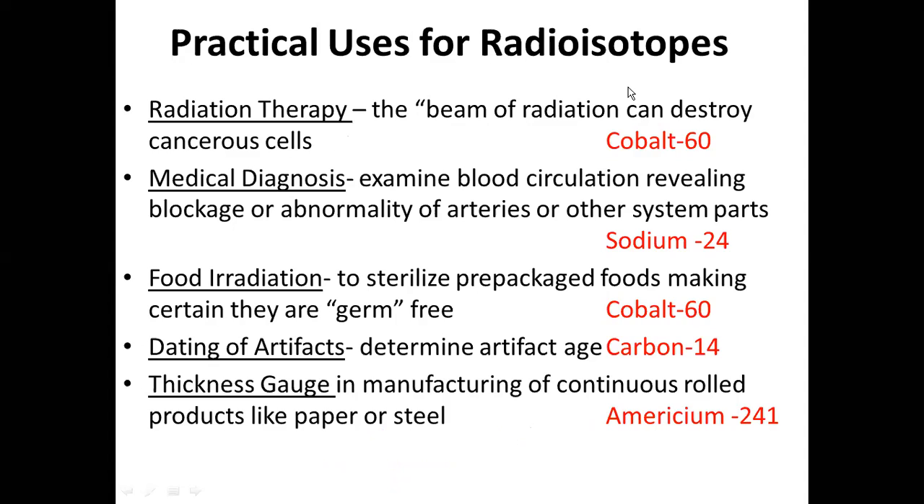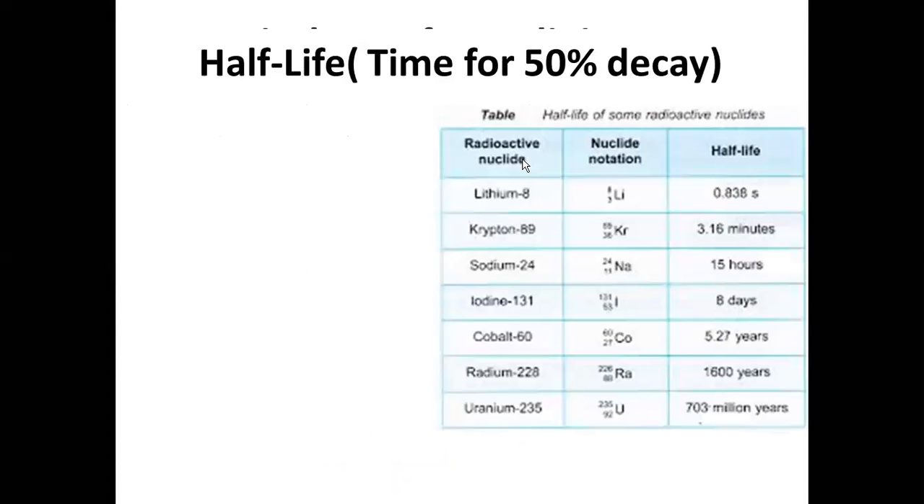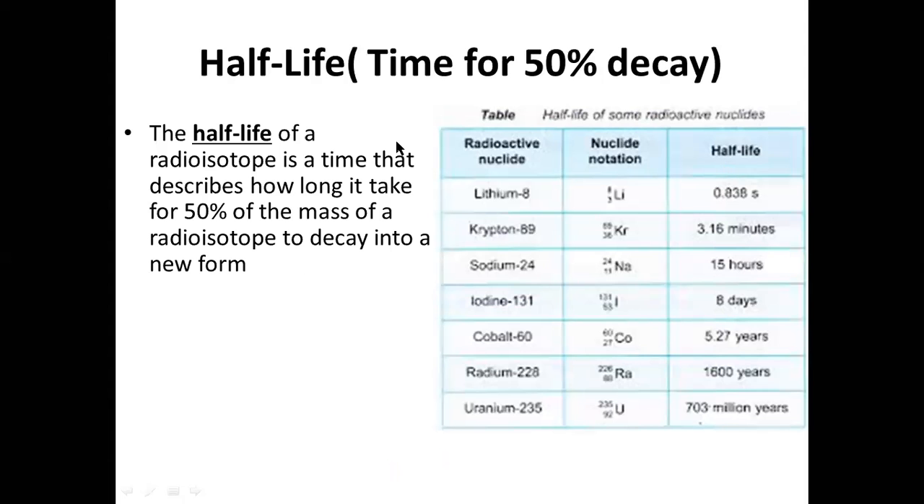Now we'll get to the skill part of today's lesson. Before we can do that, we've got to cover a few basic facts. Here's a chart that shows what we would call half-life. Half-life is the time needed for 50% of the particles, sometimes we call that the mass, of any radioisotope to decay. You can see the times vary. For lithium-8, it's 0.8 seconds. For krypton-89, it's about 3 minutes. For sodium-24, 15 hours. Look at this for uranium, 700 million years.